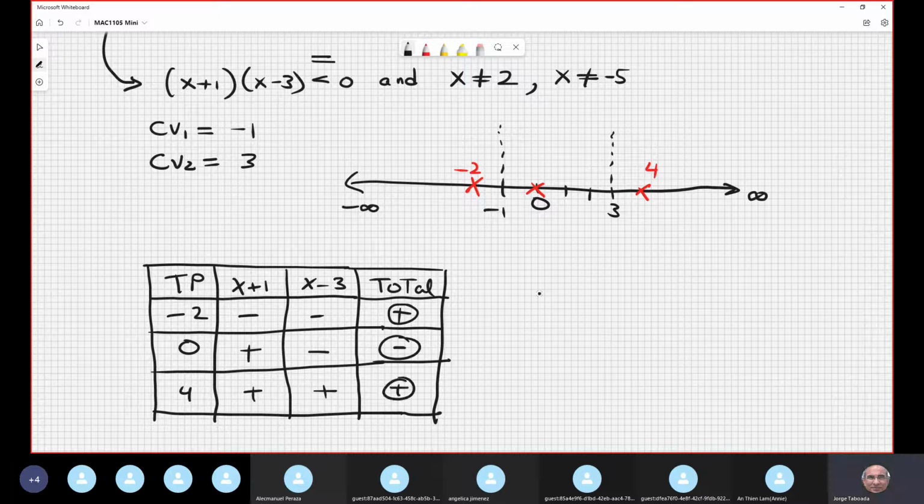Okay, the only one that satisfies this equation is this one, because our inequality is less than, and less than is equivalent to saying negative. Okay, so my interval I suppose looks like this, right? Because the only testing point that passed the test is 0. -2 fails, and +4 fails because it's positive.